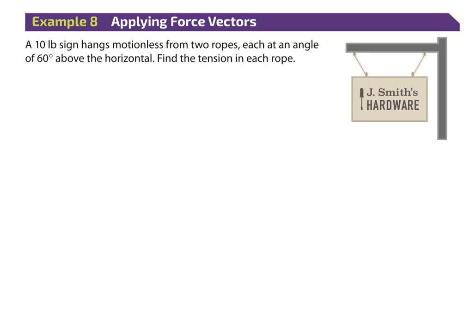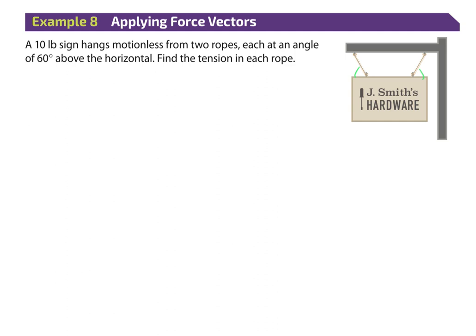The other thing you can have is force. This one is not as intuitive, I don't think, when you start to draw this one. A 10-pound sign hangs motionless from two ropes, each at an angle of 60 degrees above the horizon. Above the horizon. So by the way, when they say something like that, they mean something like that. Find the tension in each rope.